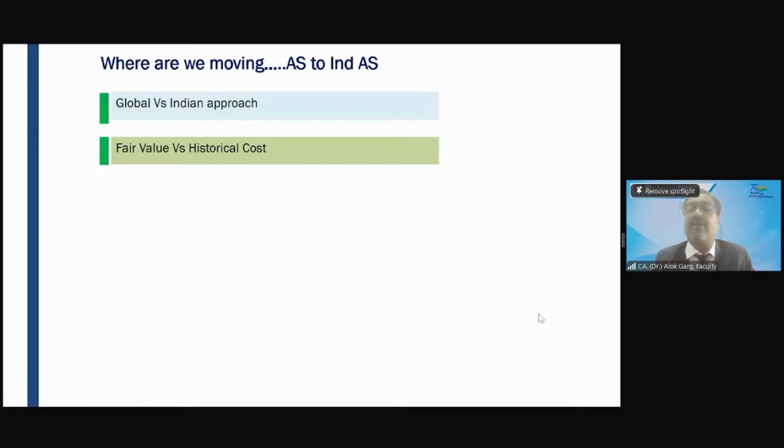Fair value versus historical cost. My dear friends, more than 25% of the standards talk about fair value application in comparison to accounting standards, okay? There is one standard you will read, Ind AS 113, IFRS 13. This standard specifically talks about fair value measurement. Reporting versus accounting. The name is International Financial Reporting Standard. More than accounting, it also talks about reporting, right?